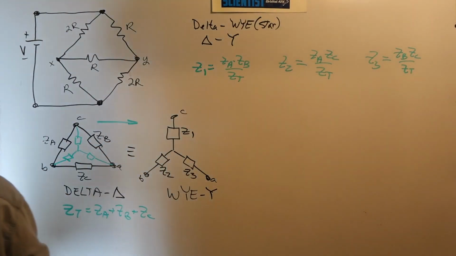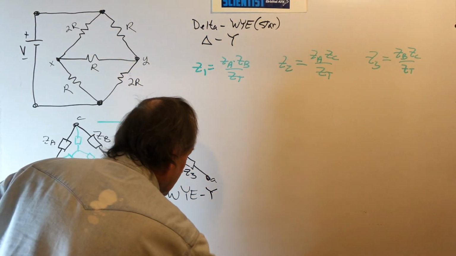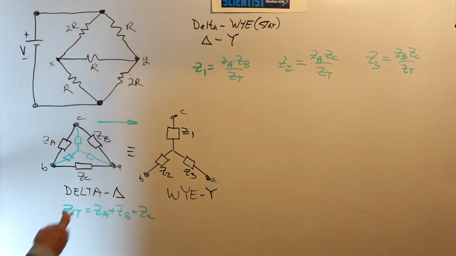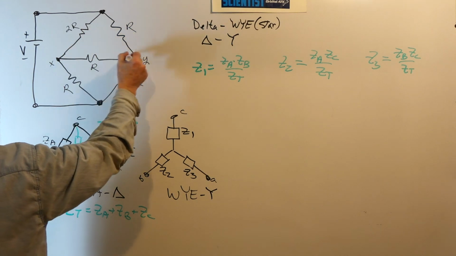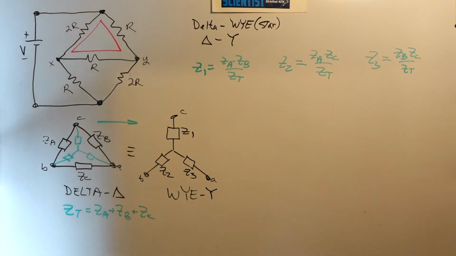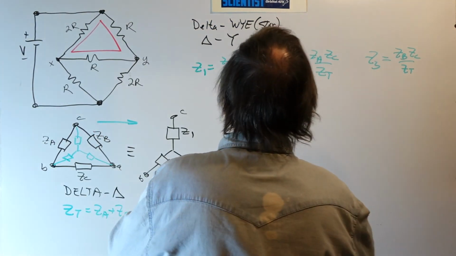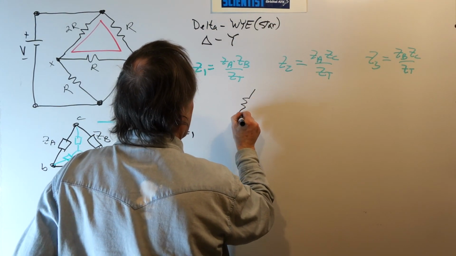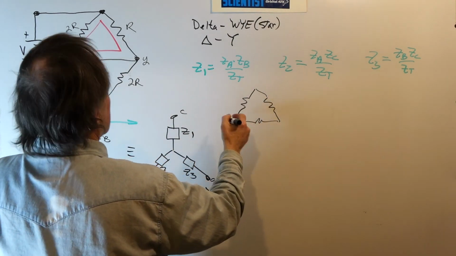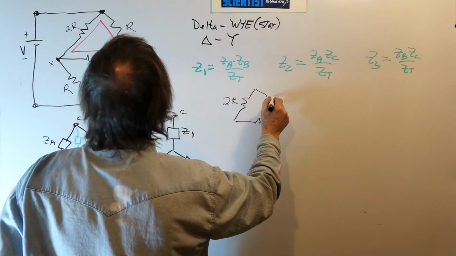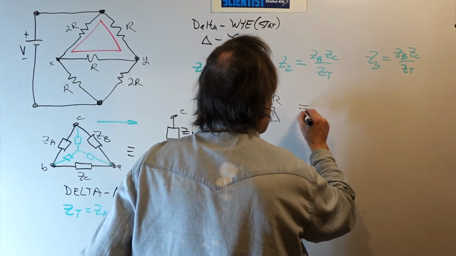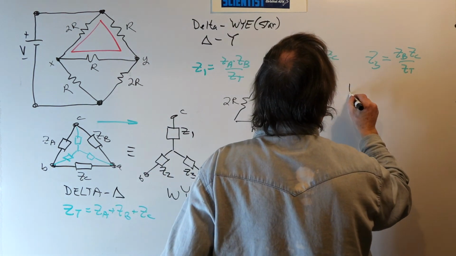So that's the conversion. Now, let's look at our network here. We can see that we have a delta right here. That's our delta. So let's take our delta and write it here. This is 2R, this is R, and this is R. And we want to write this as a Y connection.